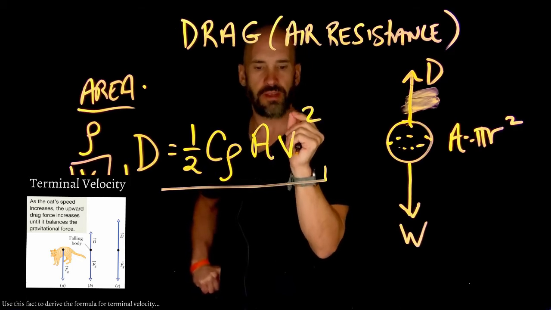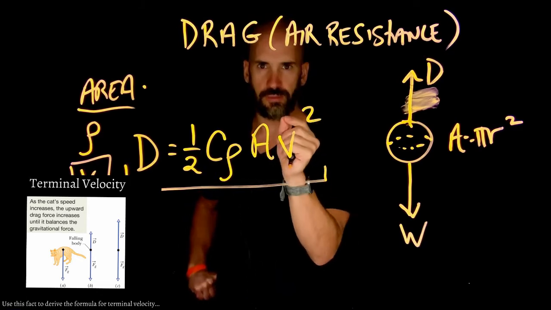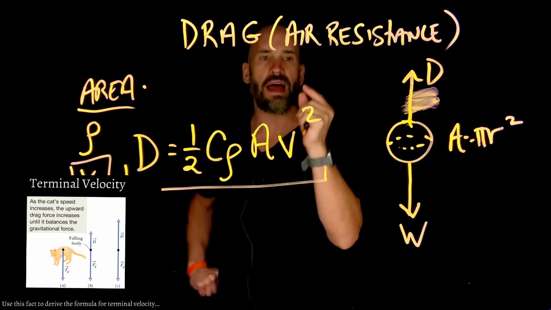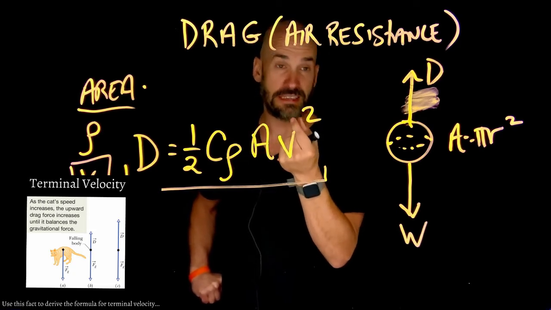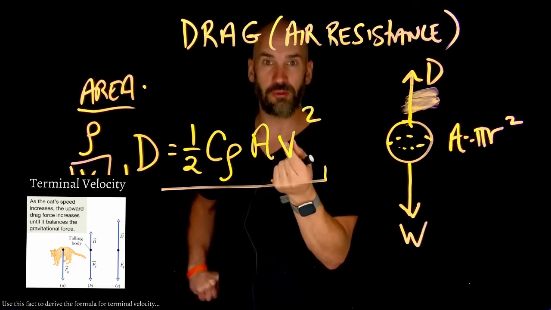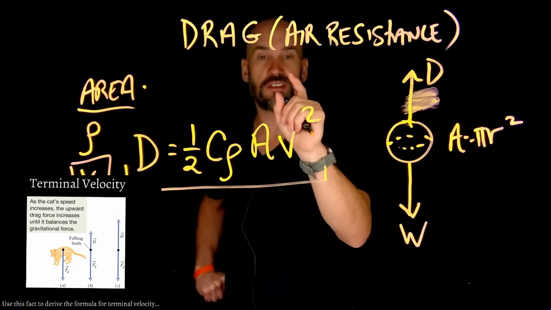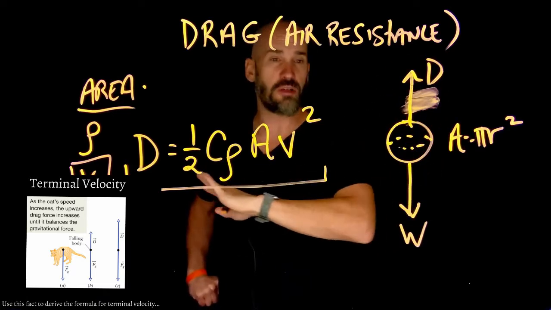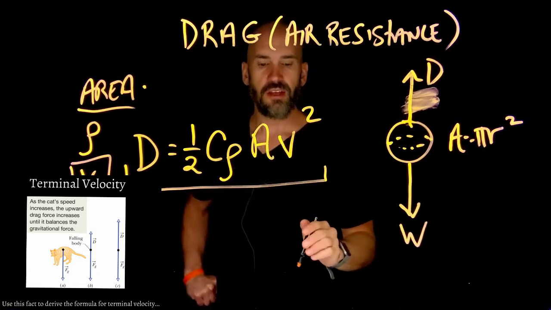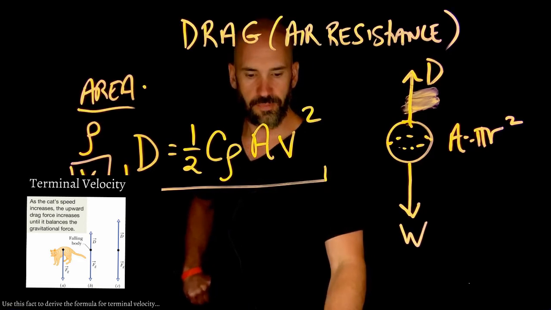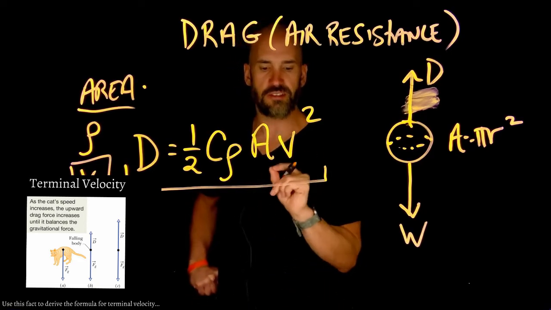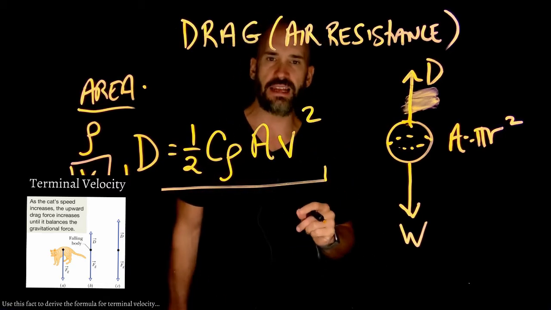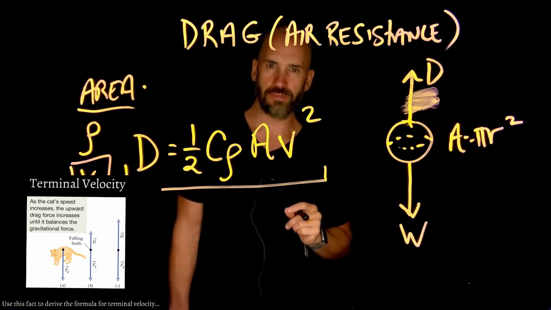Many of you know this term by the famous name of terminal velocity. Terminal velocity is why raindrops don't actually kill us when we're walking in a rainstorm. It is because there's some velocity where the drag force gets so big that the forces balance each other out and there can be no more acceleration. So using this, if you can see at the bottom of the slide, it says, use this fact to derive the formula for terminal velocity.